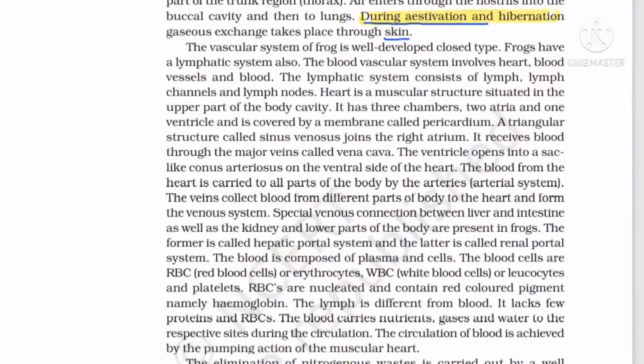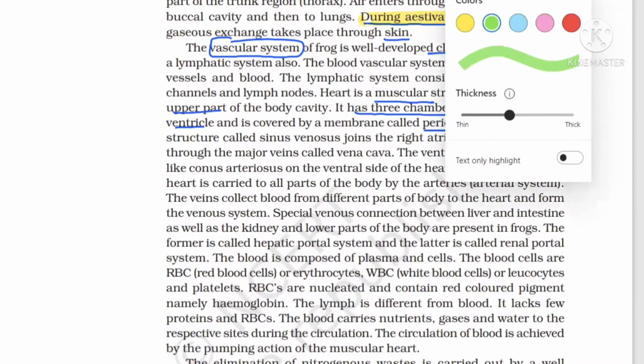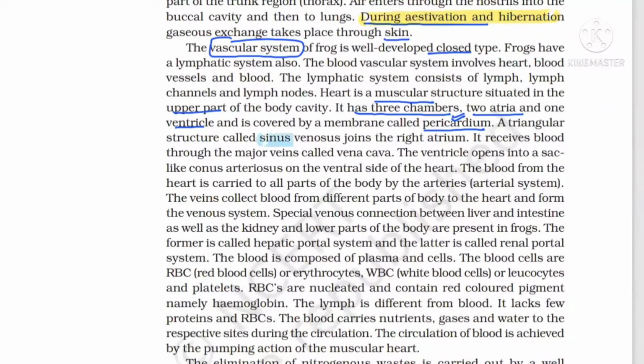Now come to the circulatory system. The circulatory system is closed and well developed. You know it has a heart. How many chambers? A 3-chambered heart. It is a muscular structure situated in the upper part of the body, 3-chambered, 2 atria and 1 ventricle. The heart is covered by a membrane known as pericardium. Now one thing to learn, it has 2 additional chambers also. Those 2 additional chambers are the sinus venosus and the conus arteriosus.